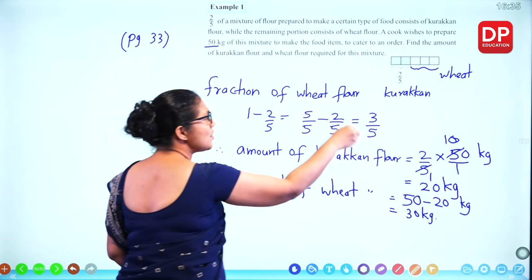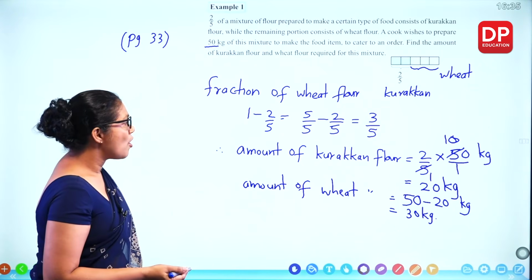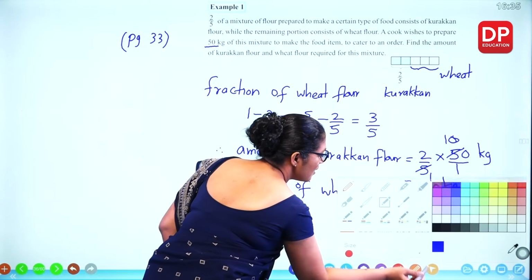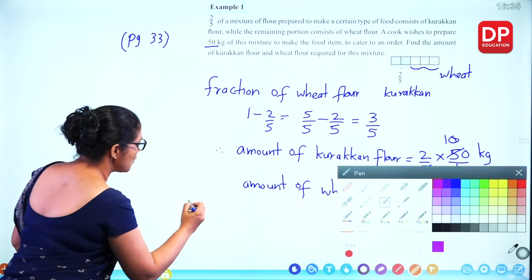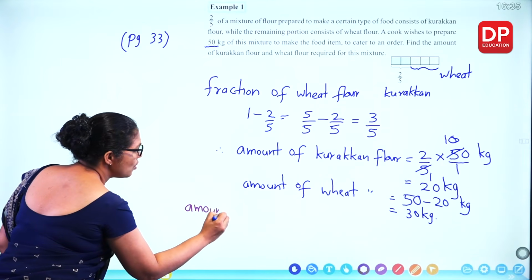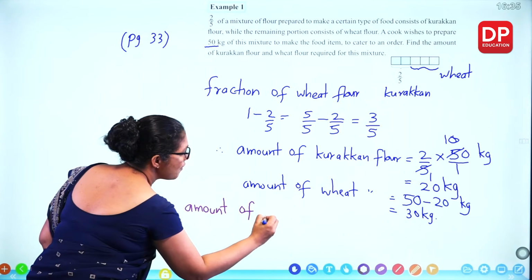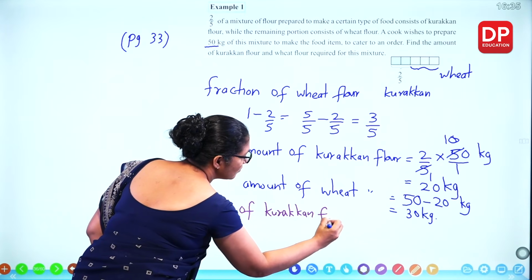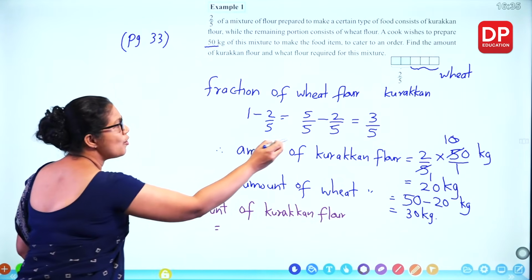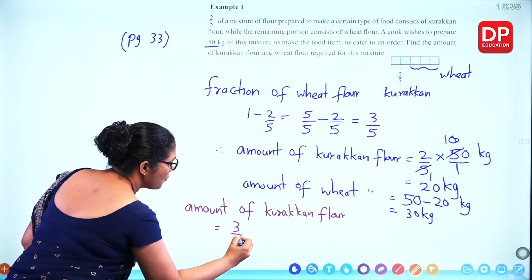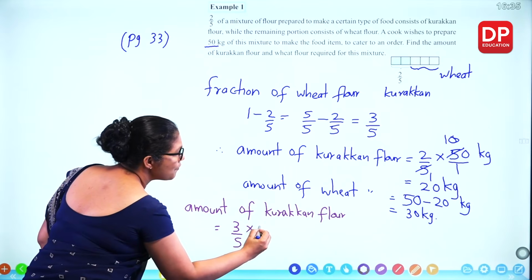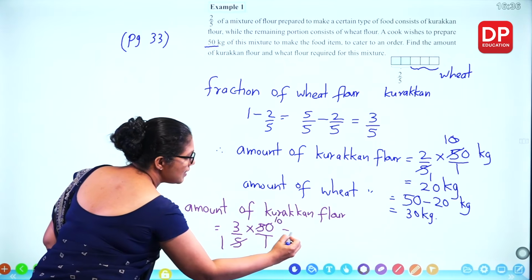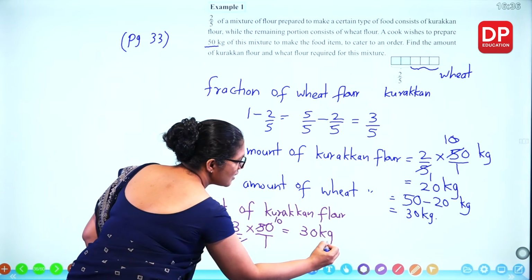If you are using the fraction we found, how do we find the amount of wheat flour? This is another method, and I'll write it in a different color. If you are using the fraction, you can do it this way. The amount of wheat flour is equal to the fraction you found, 3/5 of 50 kilos. Again, you can simplify: 5 times 1, 5 times 10, that becomes 30 kilos.